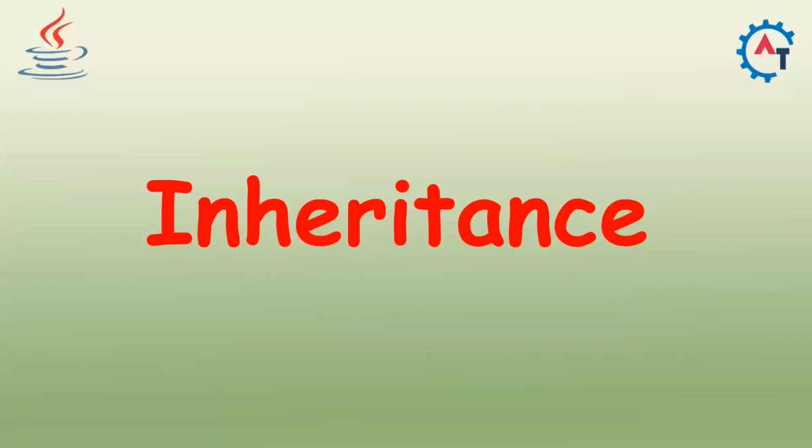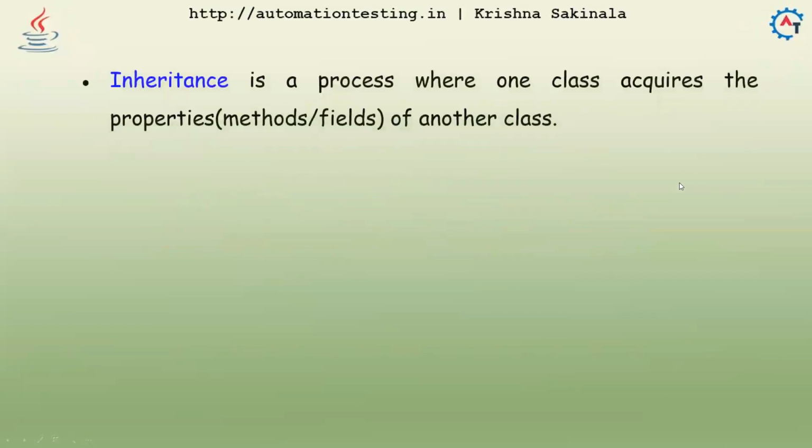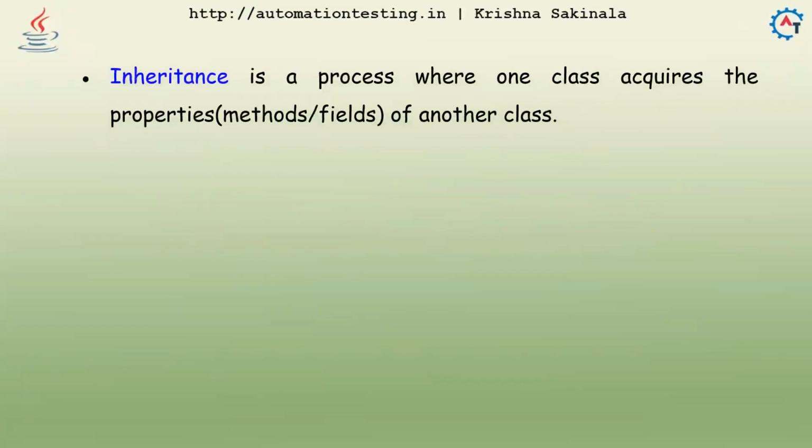Hi, in this video, we will see inheritance in Java. So what do you mean by inheritance in Java? We will discuss. Inheritance is a process where one class acquires the properties of another class. Means you have two classes. One class is getting the properties of another class, which is called inheritance. Here the properties means methods and fields.